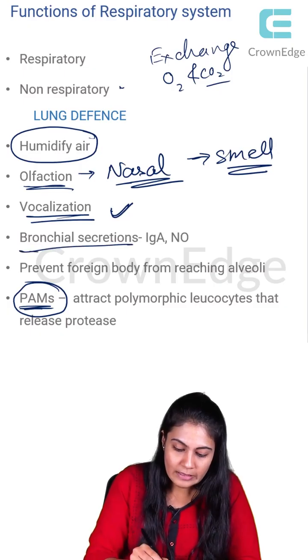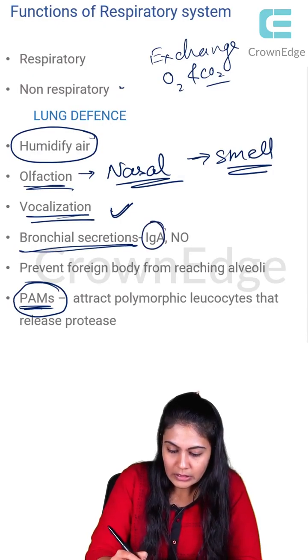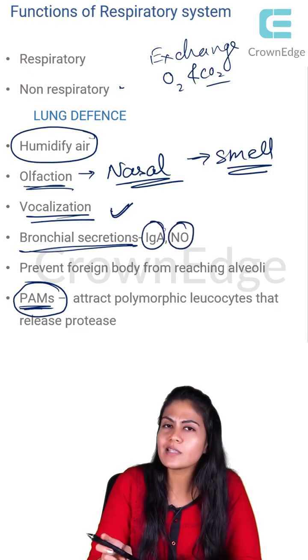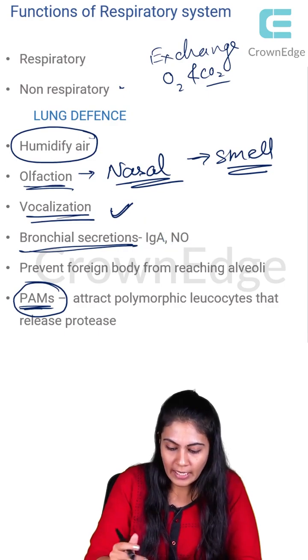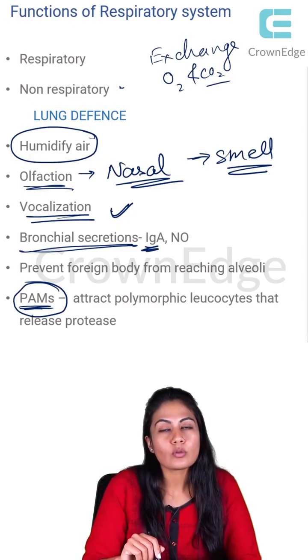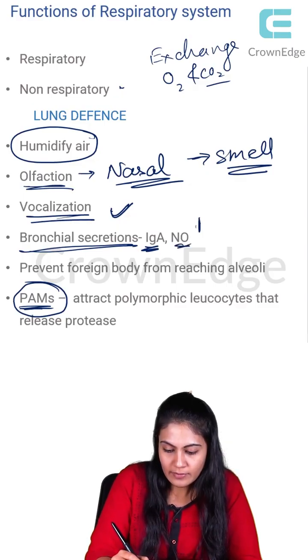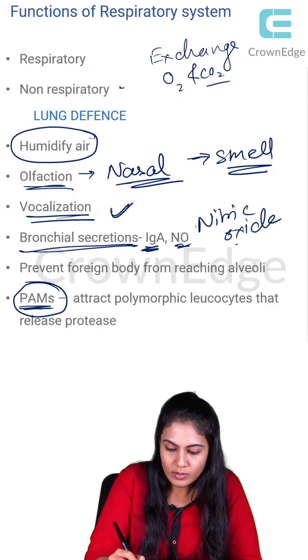Then the bronchial secretions are there, which have IgA and NO. What is this IgA? Immunoglobulin A. As it is an immunoglobulin, that means it is also helping to fight the bacteria, right? And NO, that is nitric oxide, which is causing vasodilation.